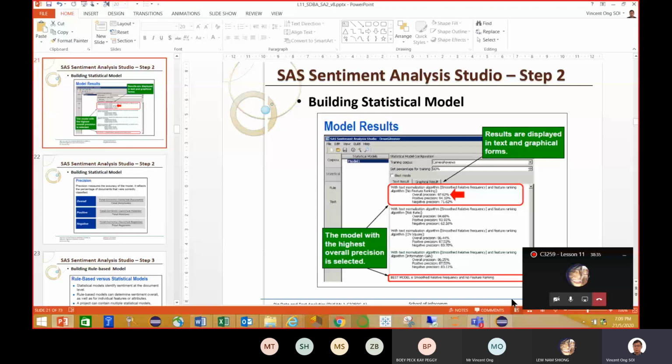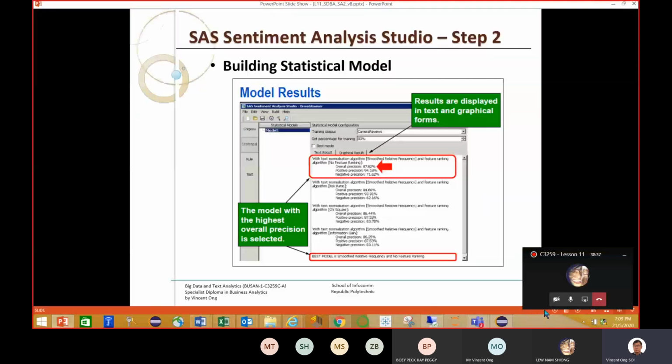Overall precision, I don't know whether you can see. Okay, overall precision, then positive precision and negative precision. So this is for the whole of the corpus, right? Remember, the stats model is for the corpus, all right? So we give you an overview.